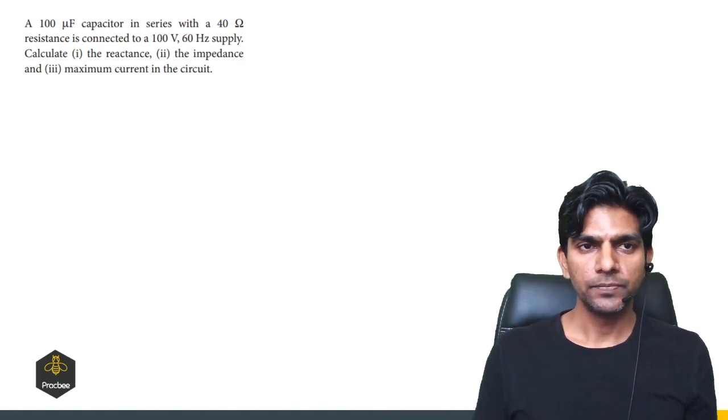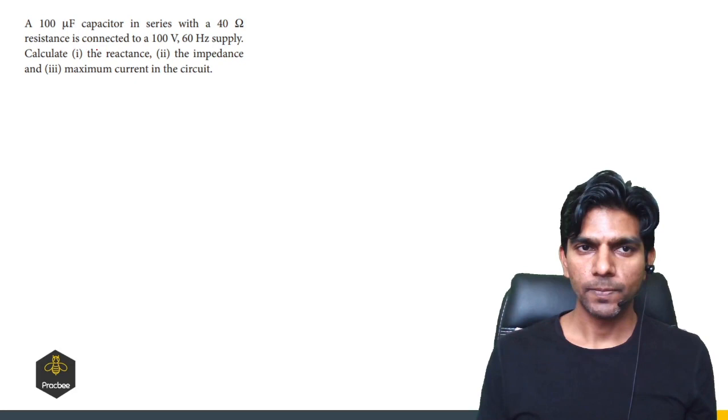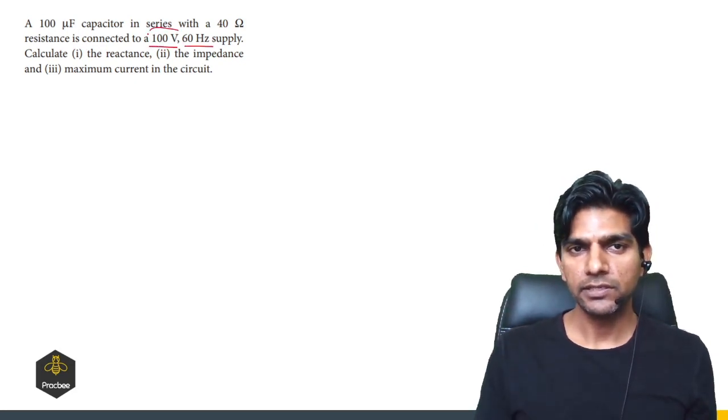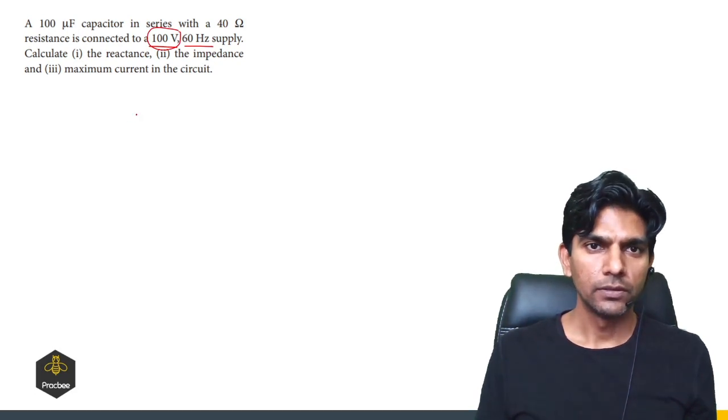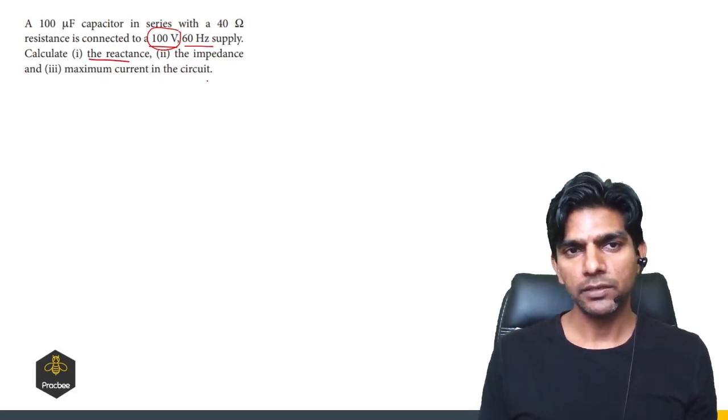Let us see another question. A 100 microfarad capacitor in series with 40 ohms resistance is connected to a 100 volts 60 hertz supply. So this 100 is nothing but the RMS value of the AC source. We have to find the reactance and the impedance and the maximum current in this circuit.